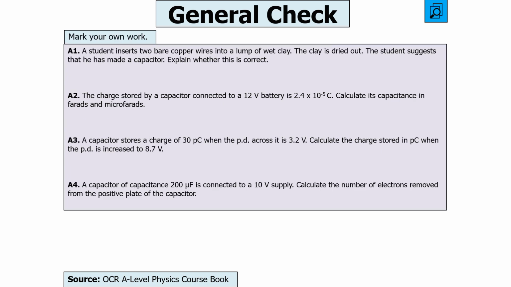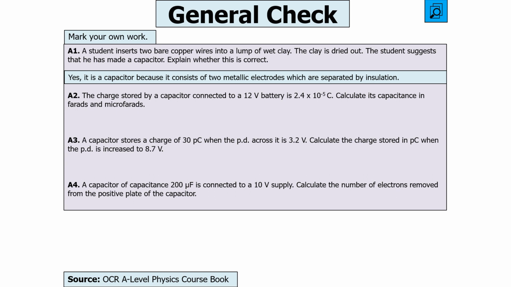Right, in this first one, you've got to understand what the definition of a capacitor is. Yes, it is a capacitor because it consists of 2 metal electrodes separated by an insulator, which is what we define our capacitor to be.